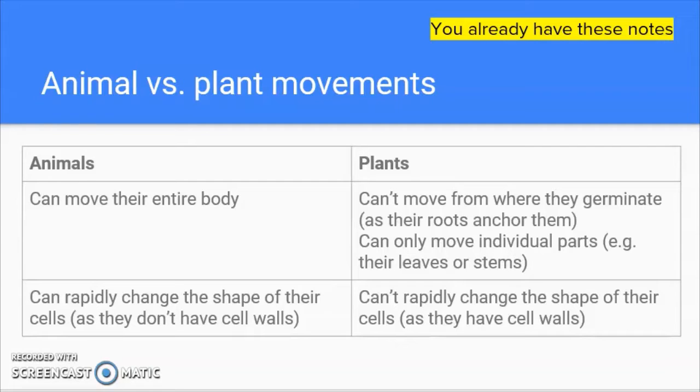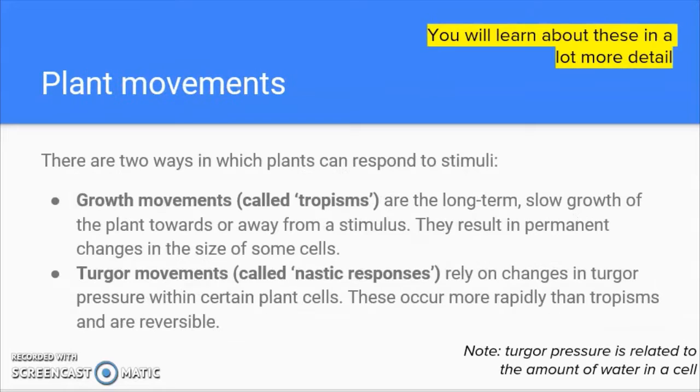Remember, all organisms sense and respond to the environment, but the movement of plants is limited. Therefore, the responses of plants are going to be different to the responses of animals. Instead of moving their entire body, plants move individual parts. There are two ways they can do this.